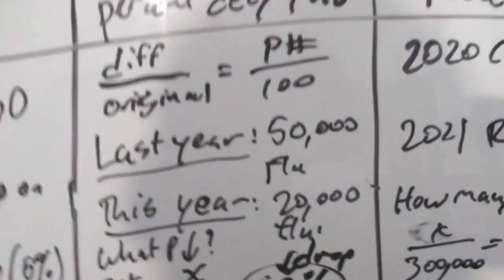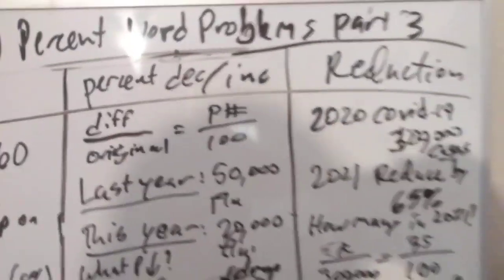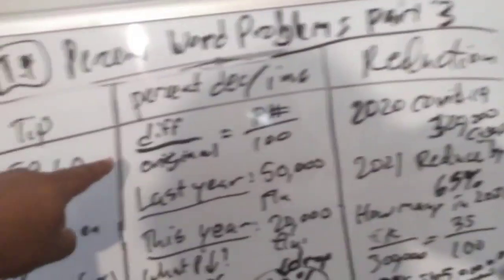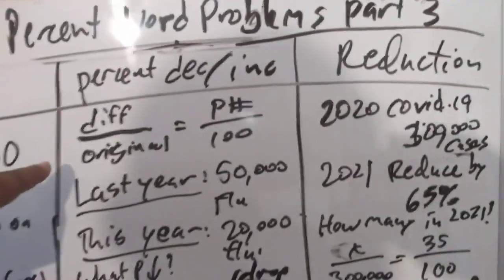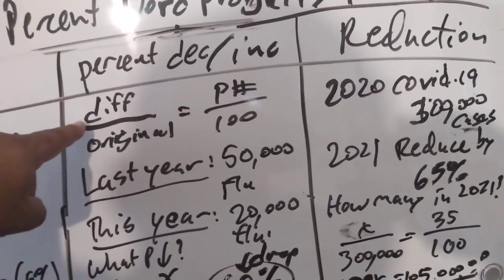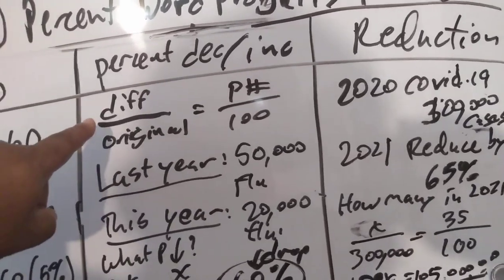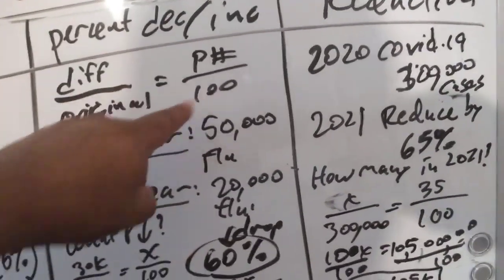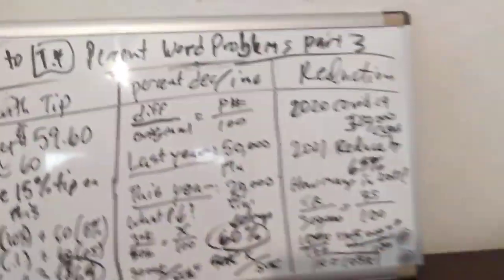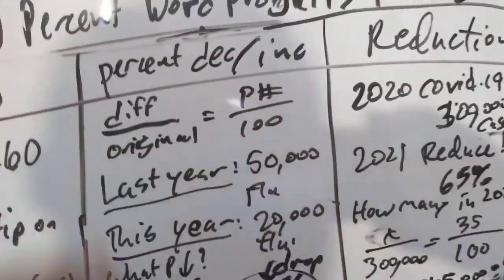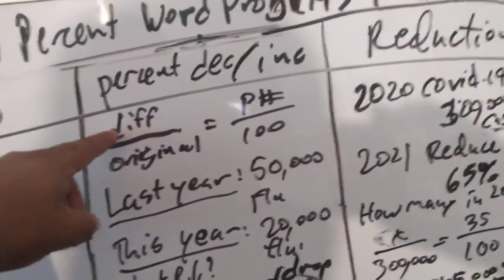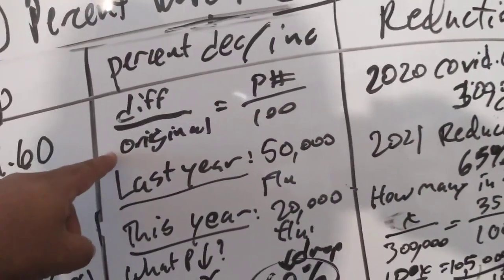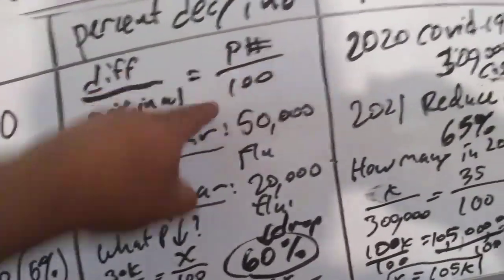All right, next one. Percent increase and percent decrease. Basically, this is the formula. If you've got a percent increase or decrease, you take the difference of the two numbers over the original, and then the percent number over 100, because you're trying to find a percent. So this is basically a percent equation, where the difference of the amounts over the original equals the percent number over 100.